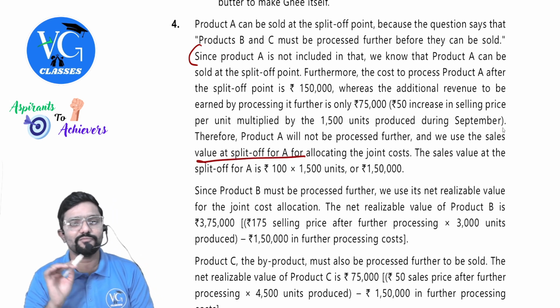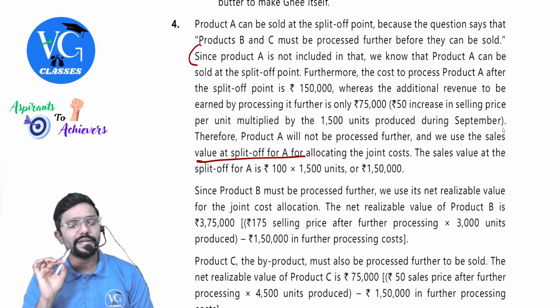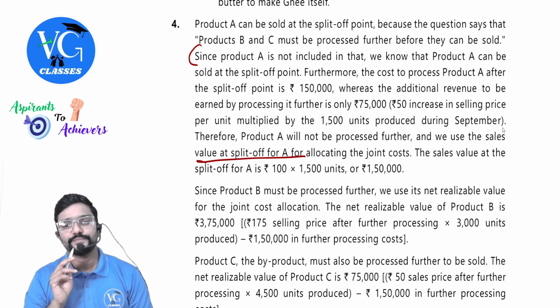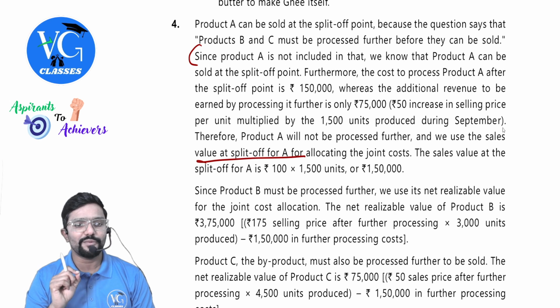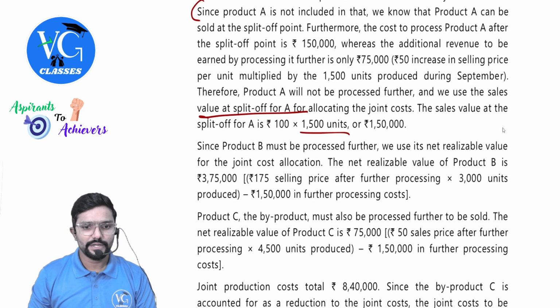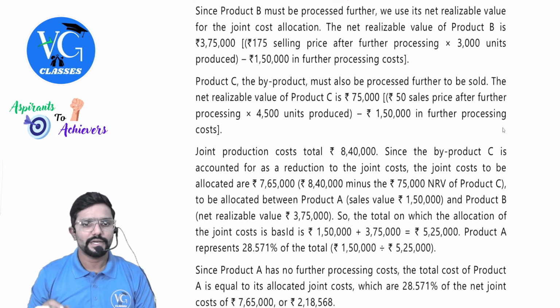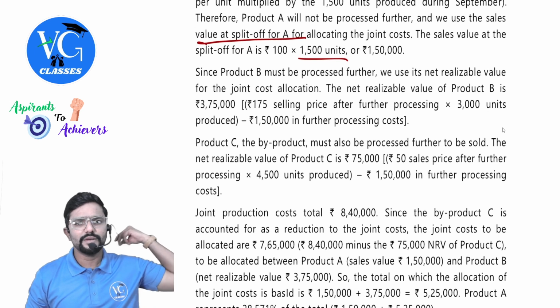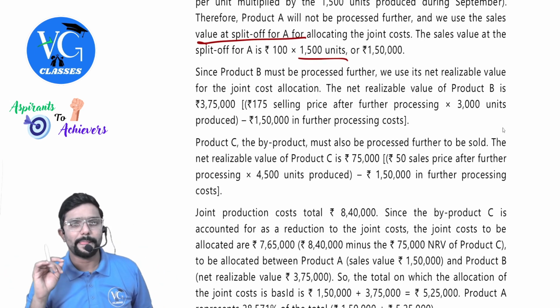Sale value at the split off point for A is for allocating what? Joint cost. The sale value at the split off point for A is 100 rupees into 1500 units, or 1 lakh 50. They consider units produced here. Let us see, because units sold is also given separately.